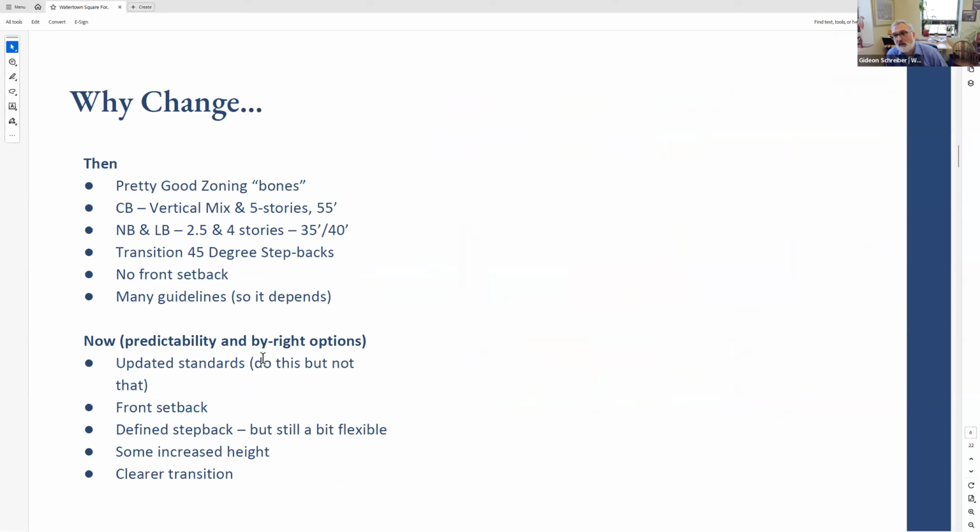We had some developments that were working, but it was always based on the board deciding, like, should we lop a story off? That's not a good or predictable model. And with the new area in the zone, it makes it more clear that you shouldn't lop a story off in this area.